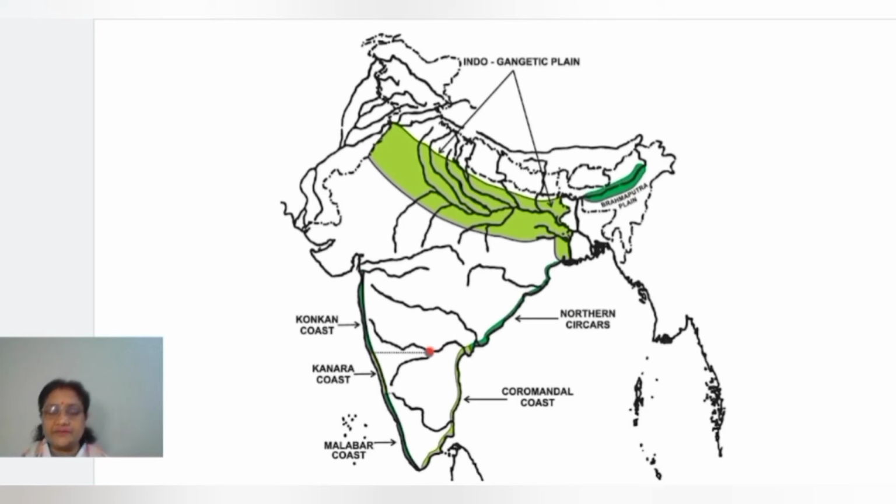What you have to do is just draw a straight line towards the western coast. The point which you are getting on the west coast of India is the point till where you have to mark the Konkan Coast. Again, I am telling you, just after the Tapi River, where it is joining the Arabian Sea. This is the Tapi River.